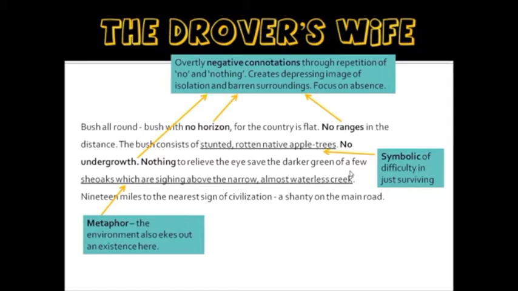We then have the metaphor she-oaks, which is sighing above the narrow, almost waterless creek, shows us that the environment is also starting to eke out or only just survive here. So we know trees need water to survive, for example.